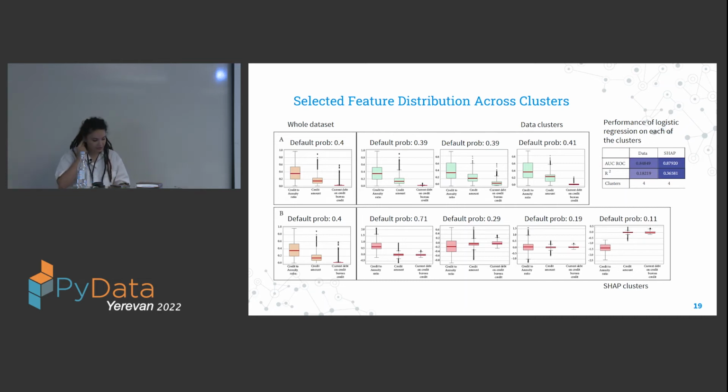But when the clustering was done based on SHAP and the regression was run on each of these clusters, we can see that the average R-squared increased from 0.18 to 0.36, which is quite a good increase. So the logistic regression was done on each of the clusters, and then the weighted R-squared was calculated based on cluster size, taking the R-squared of each cluster. And we can see that R-squared increased, and also the accuracy increased. It increased from 0.84 to 0.87 in the case of SHAP clusters.